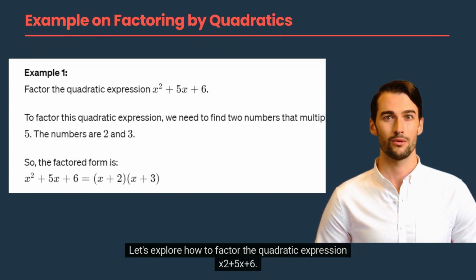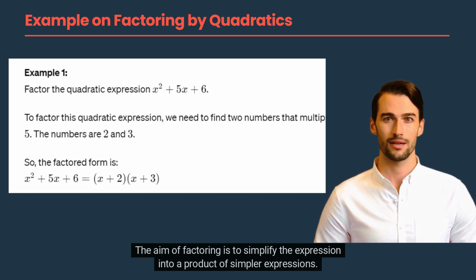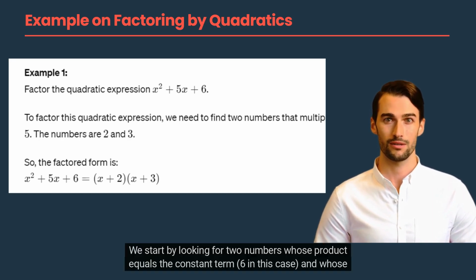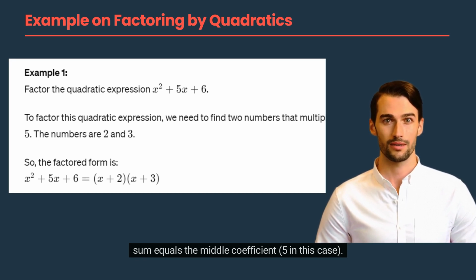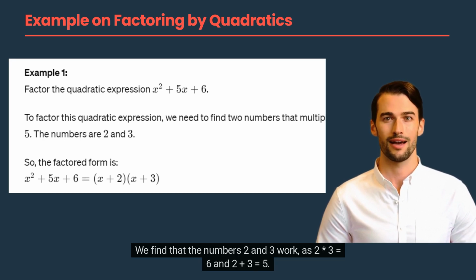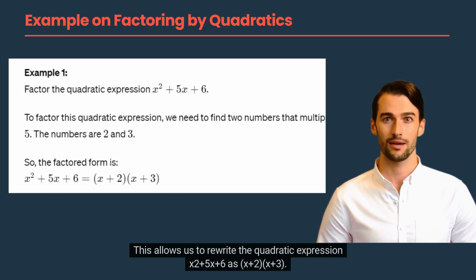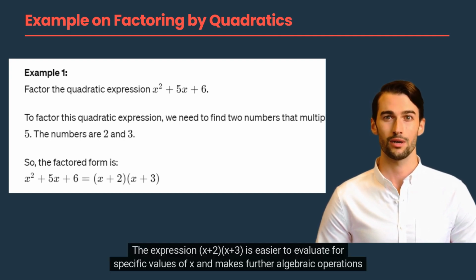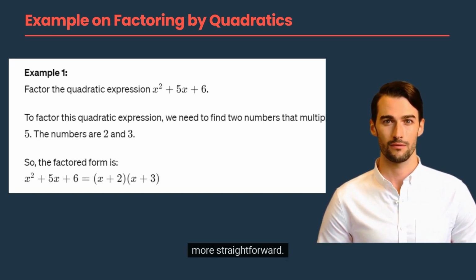Let's explore how to factor the quadratic expression x^2 + 5x + 6. The aim of factoring is to simplify the expression into a product of simpler expressions. We start by looking for the numbers whose product equals the constant term, 6 in this case, and whose sum equals the middle coefficient, 5 in this case. We find that the numbers 2 and 3 work, as 2 * 3 equals 6 and 2 + 3 equals 5. This allows us to rewrite the quadratic expression x^2 + 5x + 6 as (x + 2)(x + 3). The expression (x + 2)(x + 3) is easier to evaluate for specific values of x and makes further algebraic operations more straightforward.